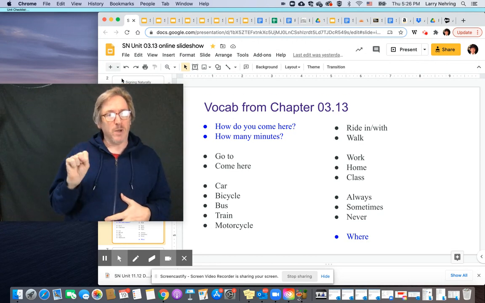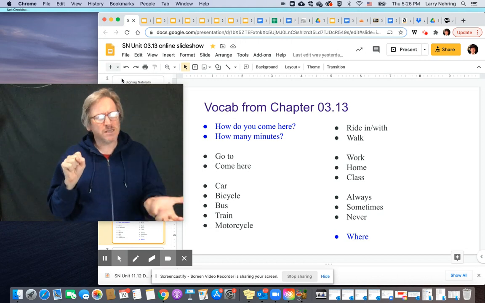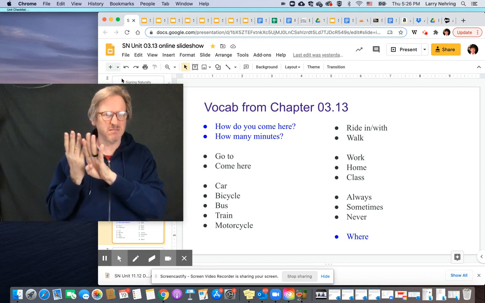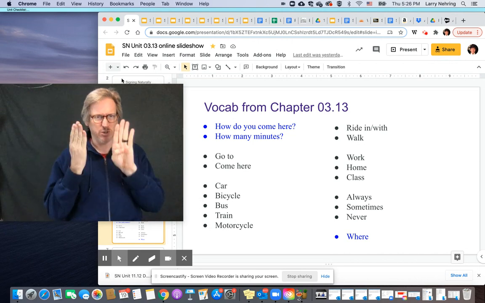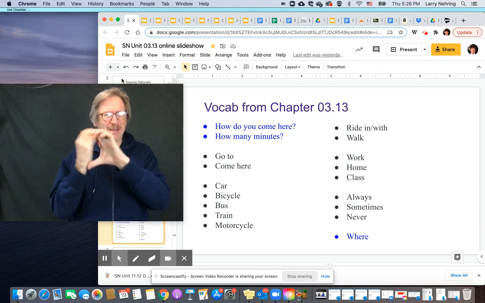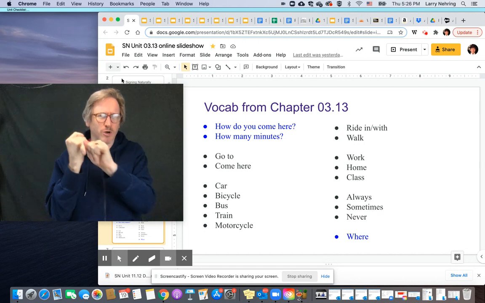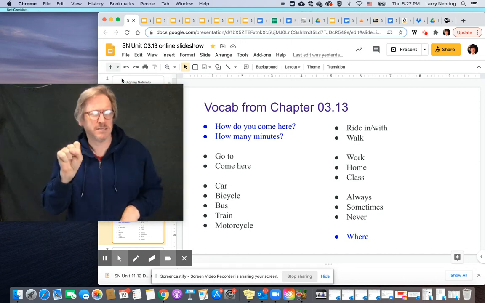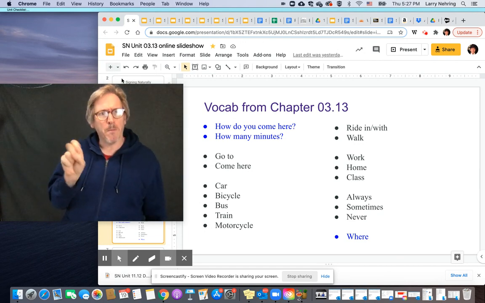Bus. There are some signs for bus depending on the city. In Rochester we used to use this bus. I think in DC it was bus as well, two B's. But people would also use car or truck, all initialized. So I think now people are just going with the fingerspell. Bus.